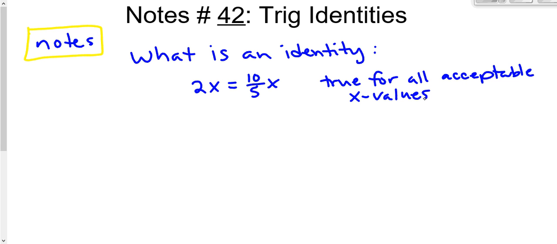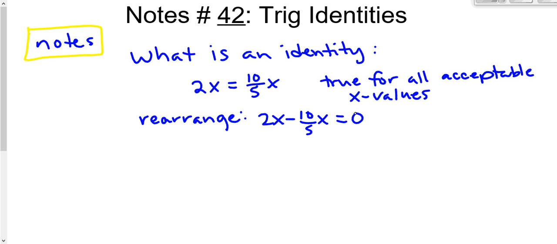Okay, what can you do with identities? Different kinds of things. One thing you could do is rearrange it if you had a need to. You can take that equation, which is true for all acceptable x values, and maybe subtract 10/5 x from both sides, and it looks different than it originally looked, but it's still true. Maybe there's a use for that in some way.